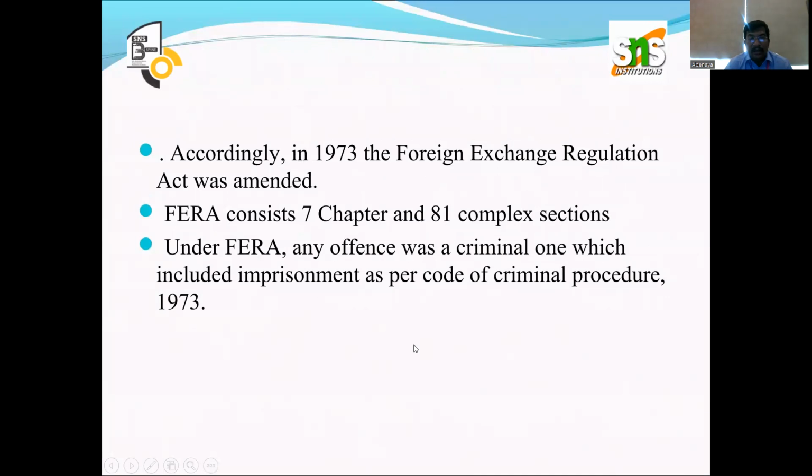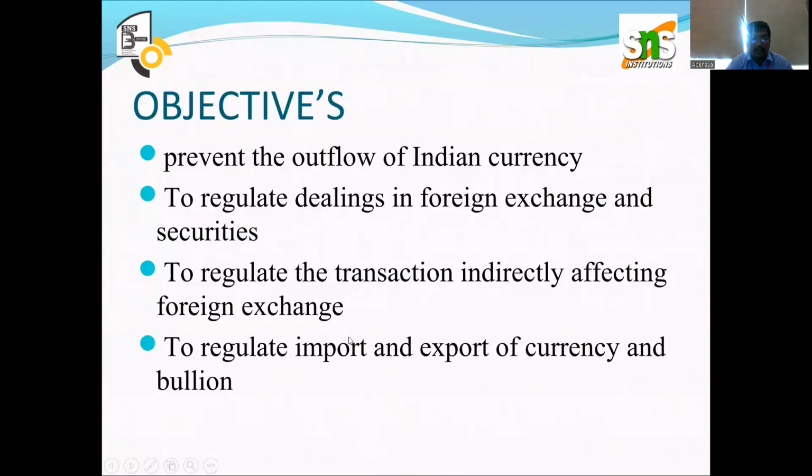Accordingly, in 1973, the Foreign Exchange Regulation Act was amended. FERA consists of 7 chapters and 81 complex sections. Under FERA, any offense was a criminal one, which included imprisonment. Under FERA, if you did any wrong thing, they would immediately take action, like imprisonment as per the Code of Criminal Procedure in 1973.